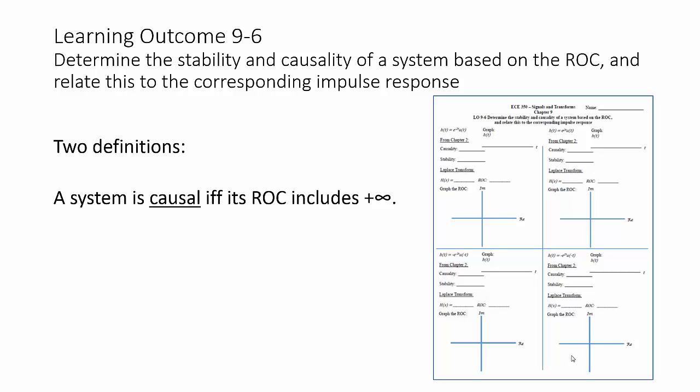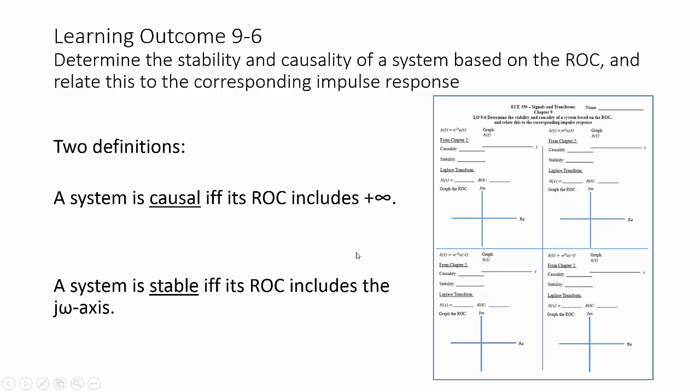A system is causal if and only if its ROC includes positive infinity. That means the ROC should extend to the right. A system is stable if and only if its ROC includes the j omega axes. That's this axes right here, the imaginary axes. Does this make sense based on the results you have from working on the worksheet? Ask me if it doesn't. I'll be happy to discuss this with you.